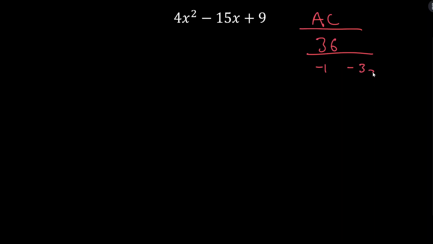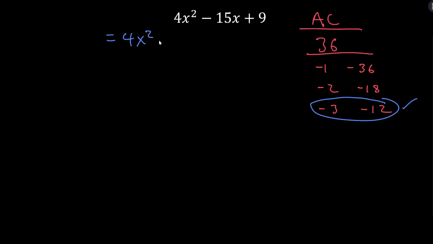So now I'm going to consider the negative factor pairs, like negative 1 times negative 36, negative 2 times negative 18, negative 3 times negative 12. Oh, that's going to work. That's going to work. All right, so let's try it. Let's write this out. 4x squared minus, so again, I'm just going to kind of do it however I want, minus 12x minus 3x. Let's do it that way. Plus 9. All right, so factor by grouping.